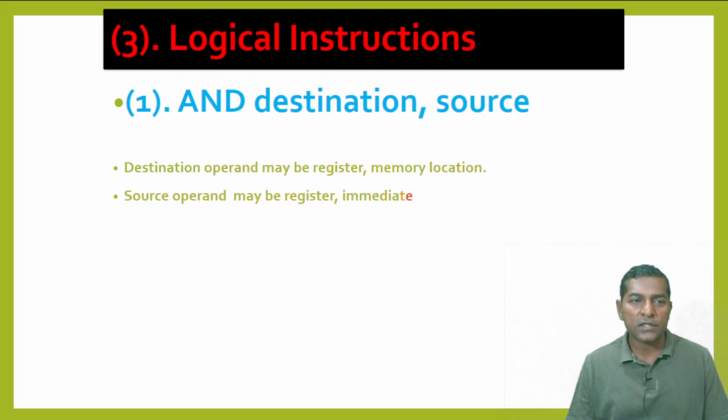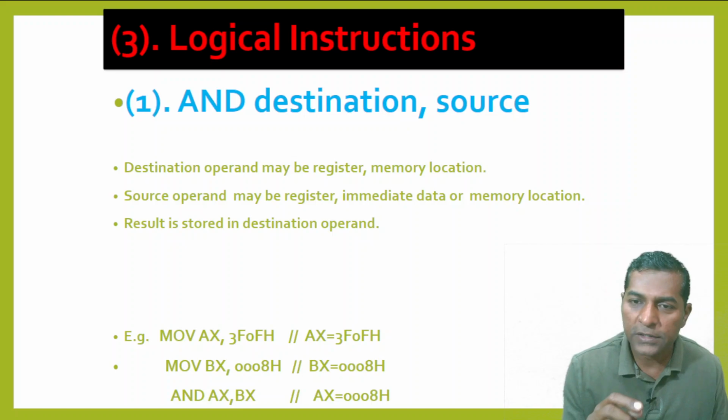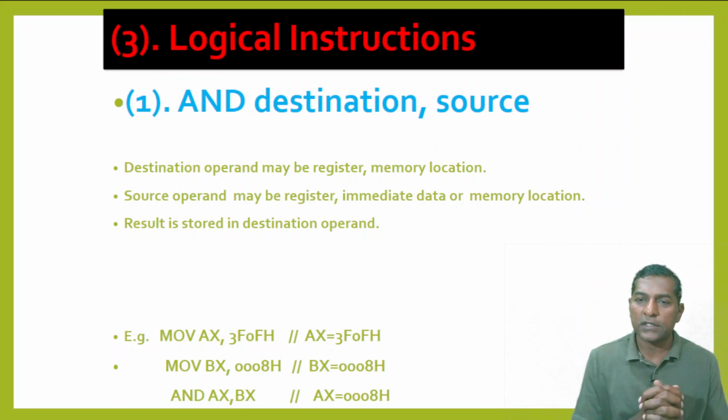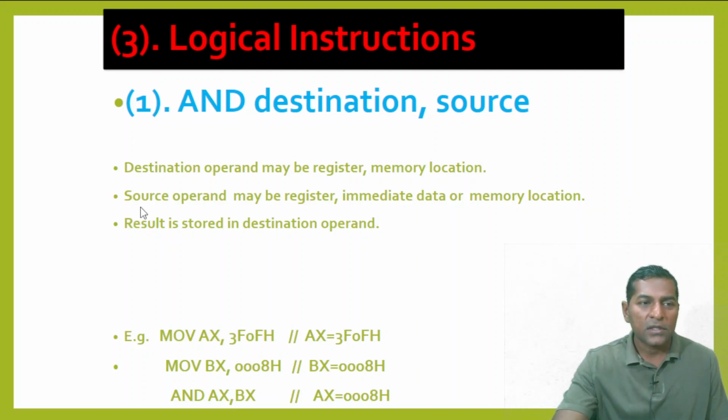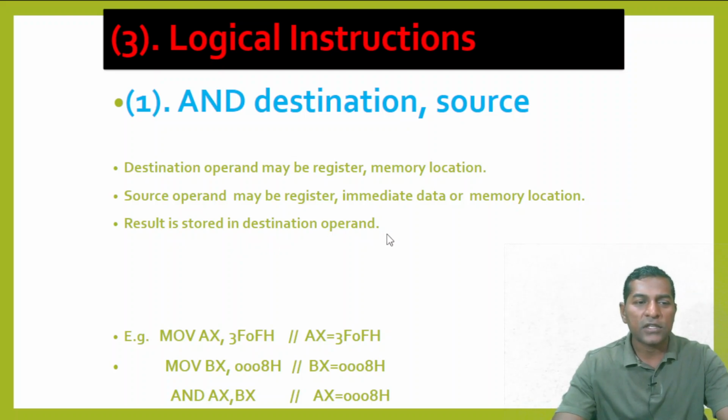In logical instructions, the first instruction is AND destination, source. This is the structure of an 8086 microprocessor logical instruction, where the destination operand may be a register or a memory location, whereas the source operand may be a register, immediate data, or any memory location. The result is stored after the AND operation in the destination operand.